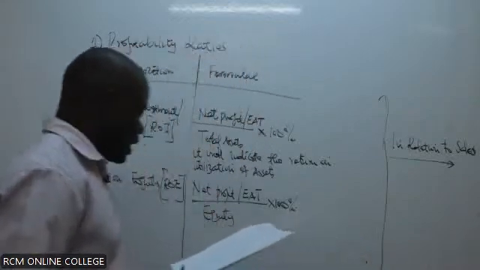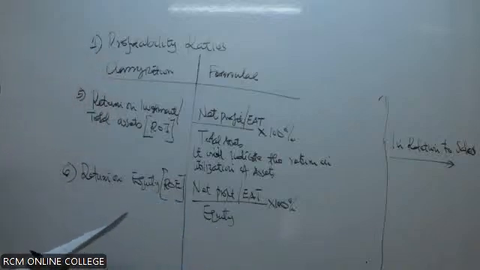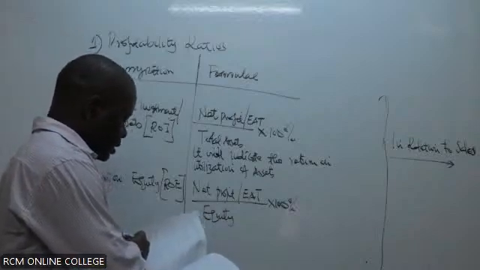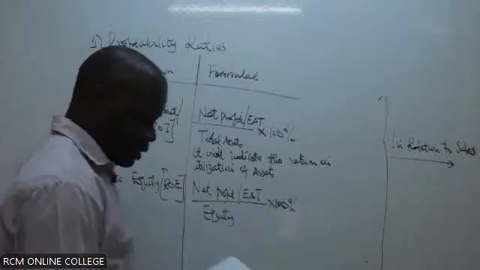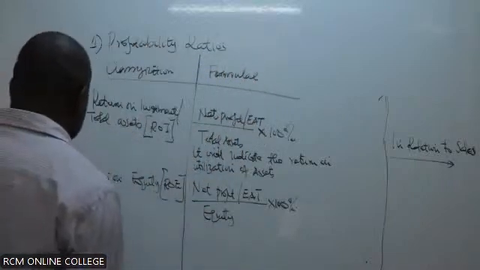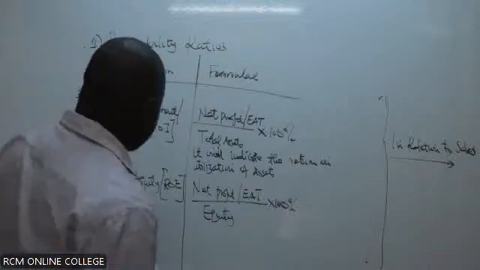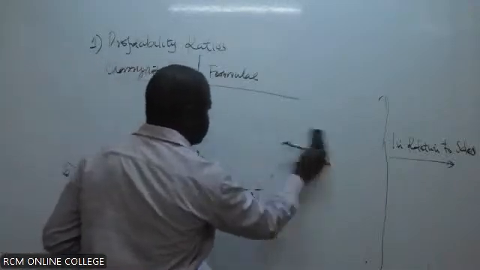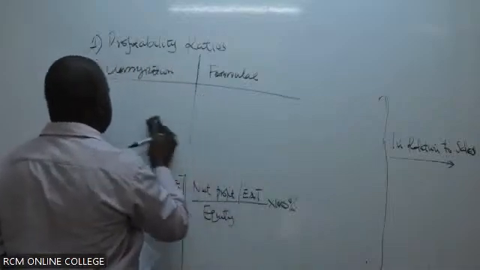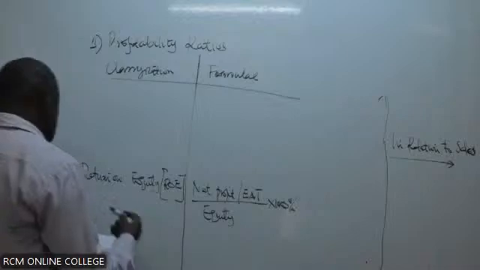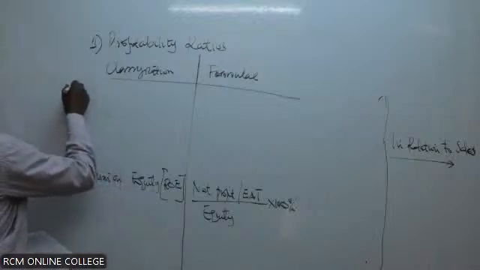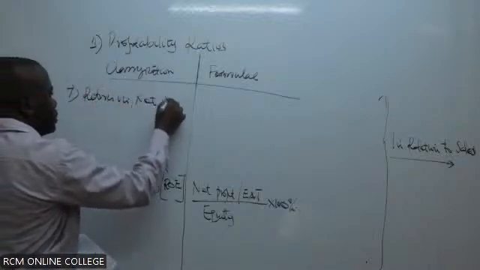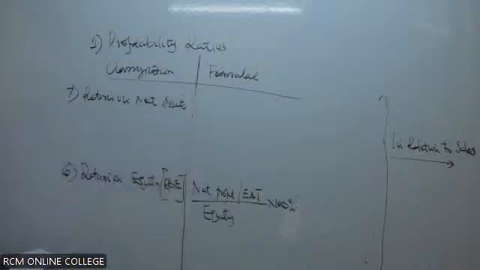Then we can have return on net assets. You can look at the last one there. So that is number 7. So another profitability ratio, return on net assets.